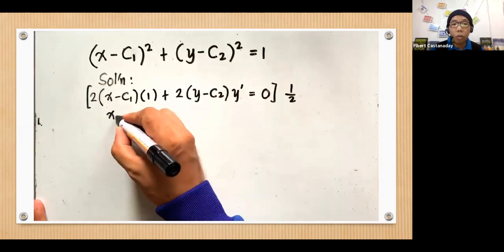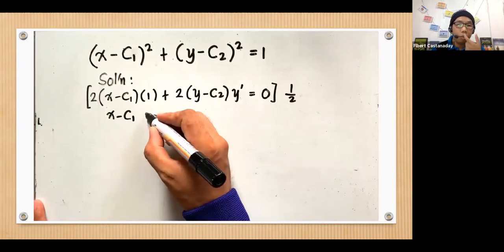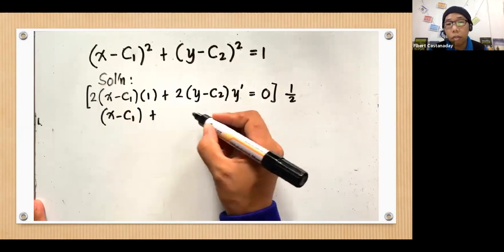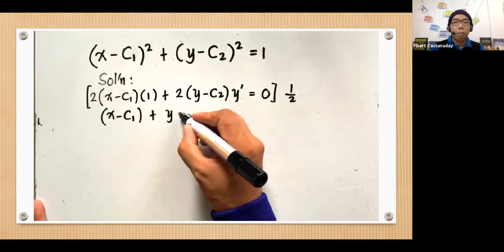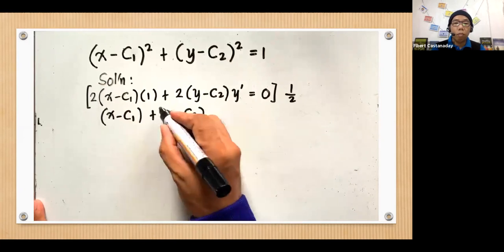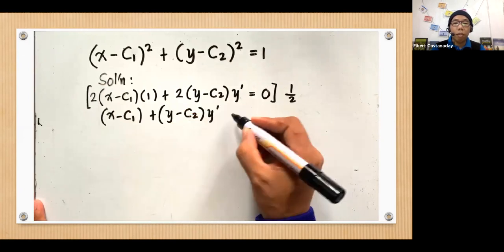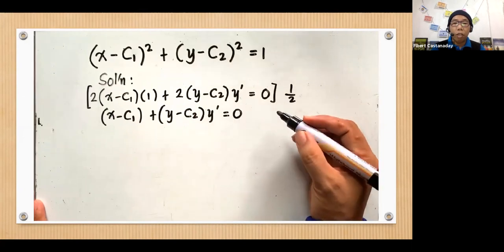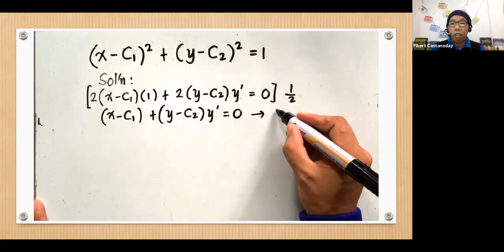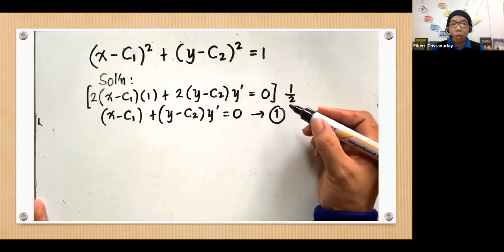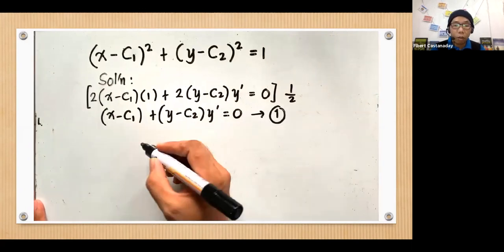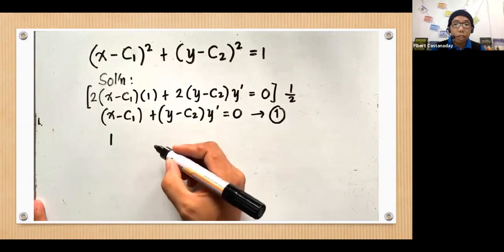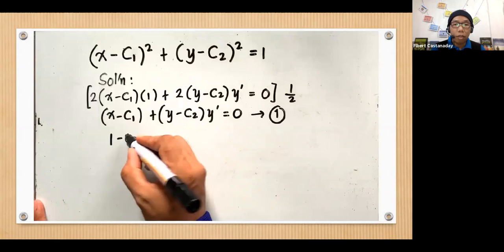So before you proceed to another differentiation, so x minus c sub 1 plus y minus c sub 2 times y prime equals 0 divided by 2, or 0 times 1/2 is still 0. Then we proceed to the next differentiation. So you can label this equation as first equation, or equation number 1. Differentiate x, so we have 1. Differentiate c sub 1, so we have minus 0 here.